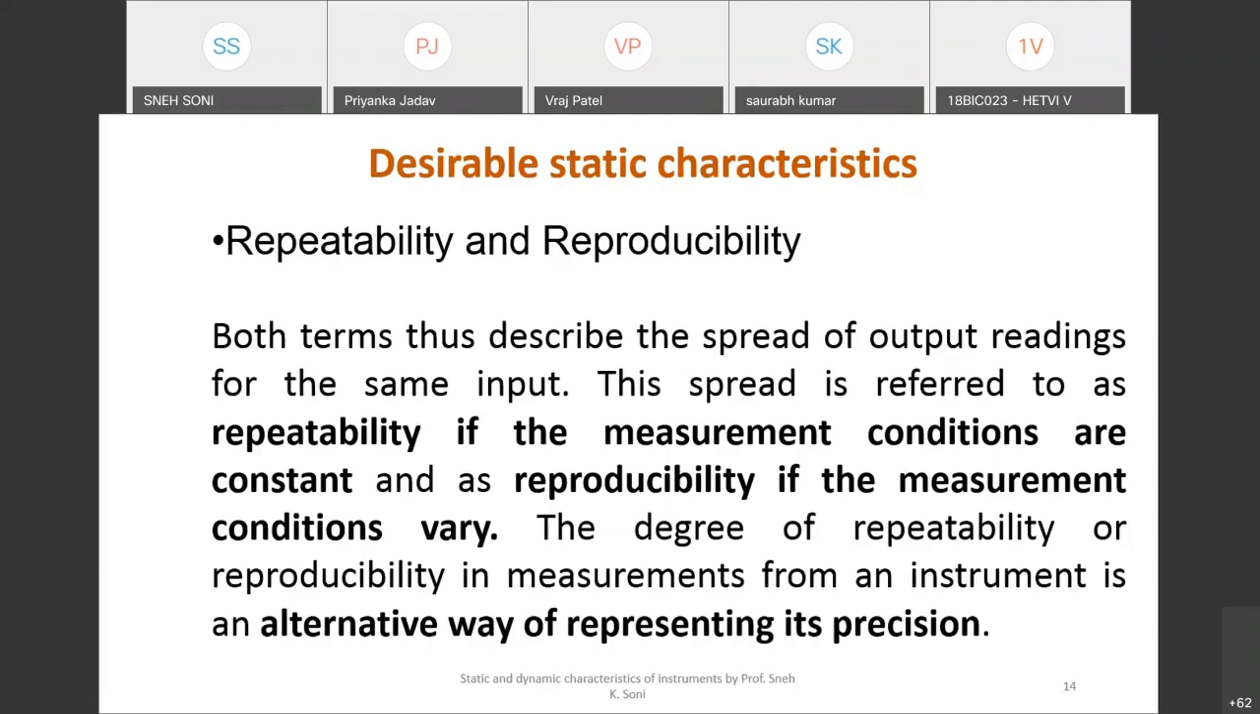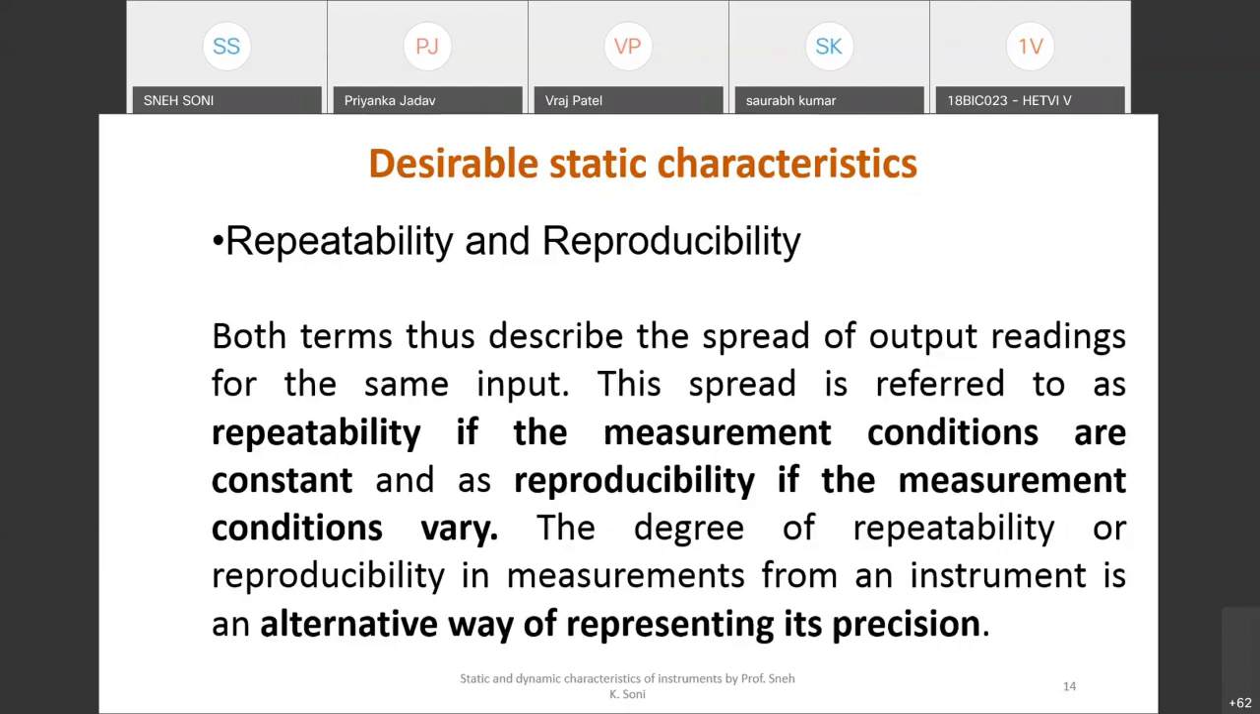Both the terms describe the spread of output readings for the same input, and this spread is referred to as repeatability if the measurement conditions are constant. So this is the main idea. Measurement conditions are constant in the case of repeatability. And reproducibility if the measurement conditions vary, either operator, apparatus, environment, whatever. If the measurement conditions are varying, then it is reproducibility.